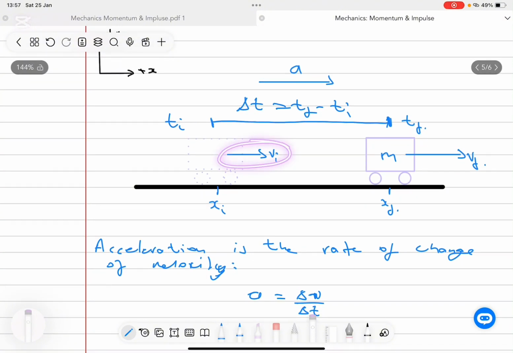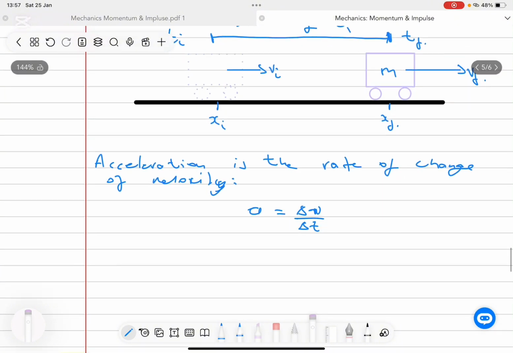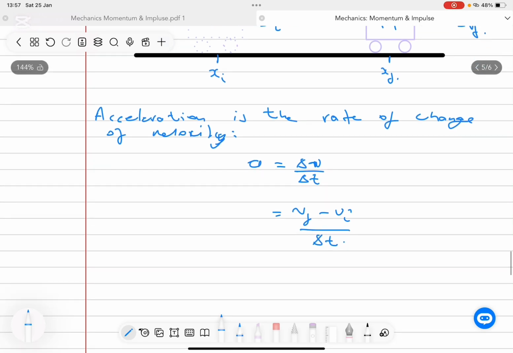And of course, we will have delta v here because our velocity is changing from initial to final, so we will say here the final velocity minus the initial velocity. In other words, I can rewrite this equation as a equals final velocity minus initial velocity over the delta t. I'll keep the delta t the way it is. I can call this equation 1 for the purposes of what I'm trying to do here.